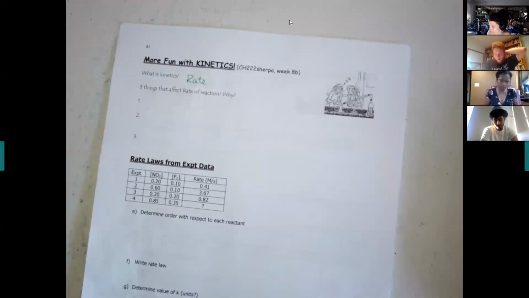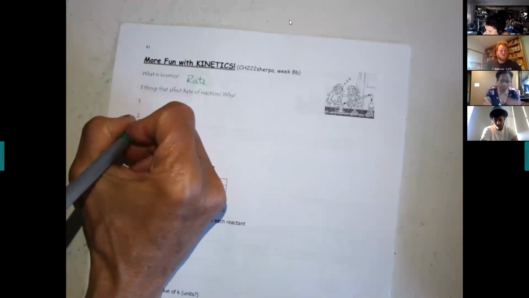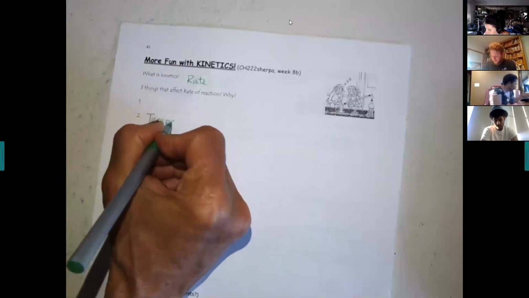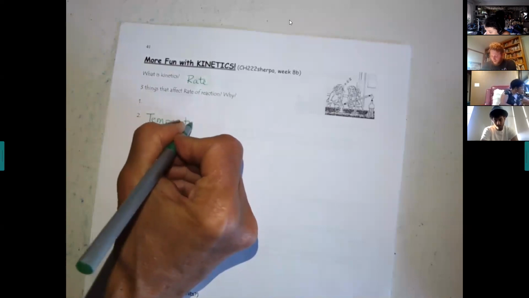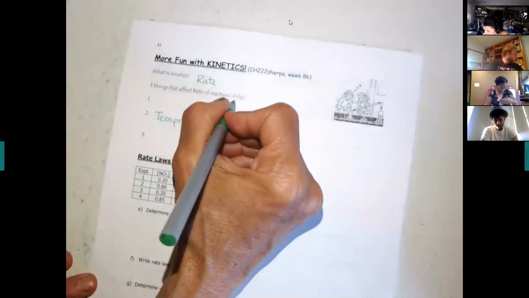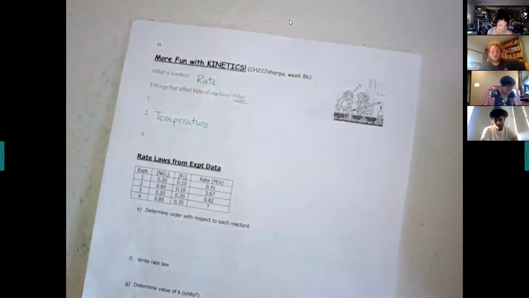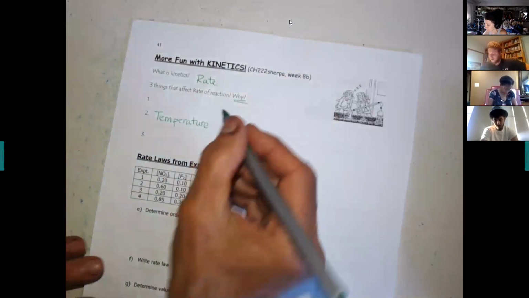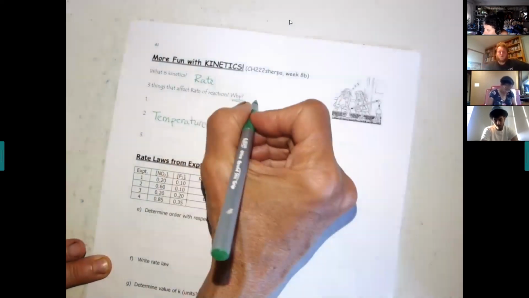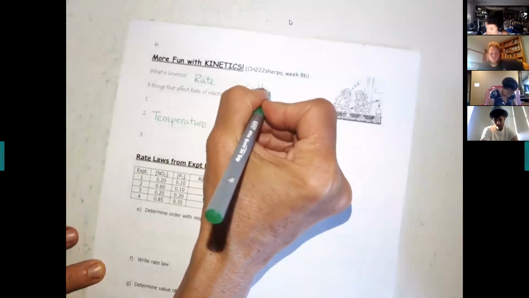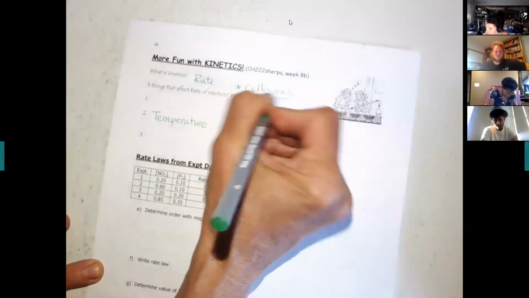Temperature. Yeah, I'm going to put that as number 2 because that was where I put it last time, but I don't care what order you put it in. I always ask this question on the test: give me the 3 things and explain why. For temperature, the explanation is that the rate has to do with collisions of the molecules of the reactants.